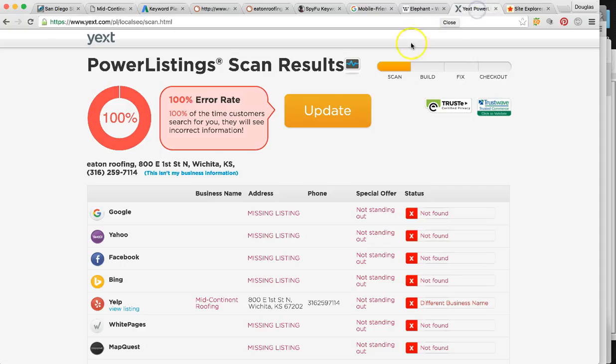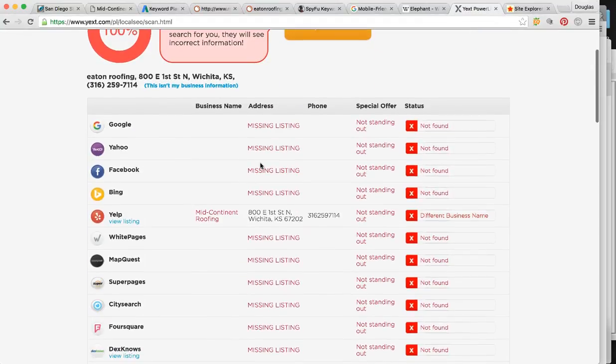Next, local citations. To be listed on the internet, you have to be Google verified. Some examples of these citations are Google, Yahoo, Facebook, Bing, Yellow Pages, and White Pages. When you do them, the business name, address, and phone number have to be identical.